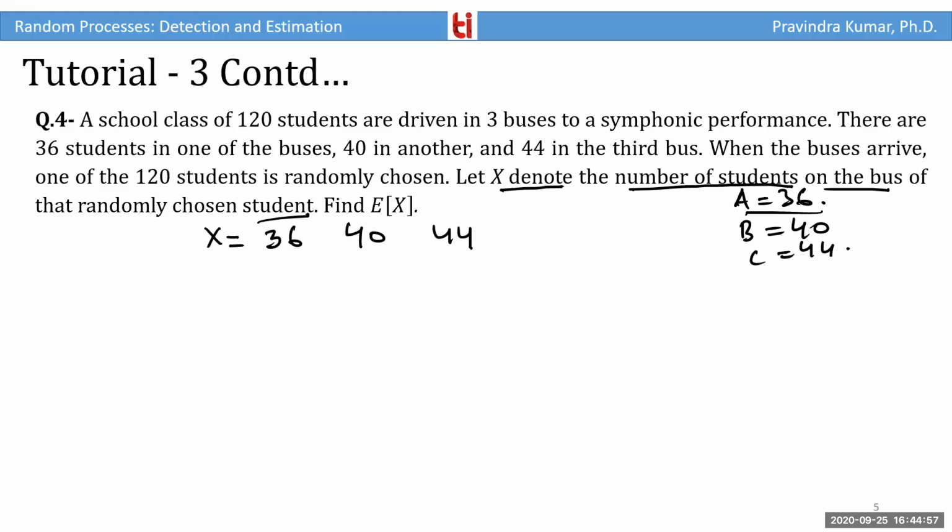Read this point again: X denotes the number of students on the bus, in this bus A or bus B or bus C, of the randomly chosen student. So X denotes the number of students on the bus.